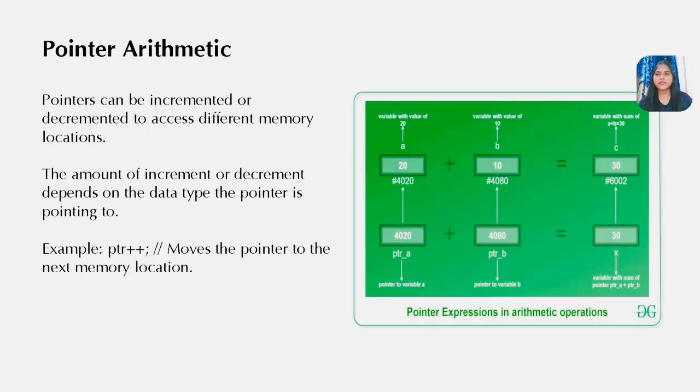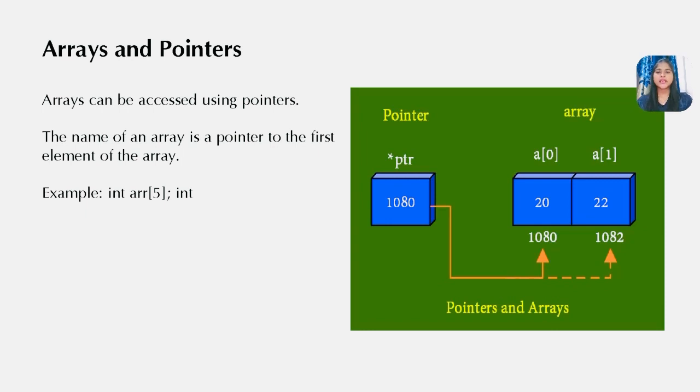Pointer arithmetic. Pointers can be incremented or decremented to access different memory locations. The amount of increment or decrement depends on the data type of the pointer is pointing to. For example, pointer plus plus means move the pointer to the next memory location. Arrays and pointers. Arrays can be accessed using pointers. The name of an array is a pointer to the first element of the array. Example int array 5, int.